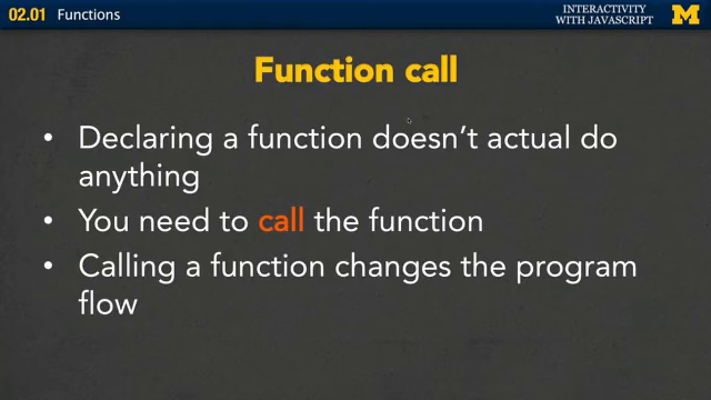So calling a function changes what we call the program flow. Before, our program started at the top and just worked its way down line by line by line. Now with functions, the computer is actually jumping around in memory and executing different parts of code, not necessarily in the order that you write them.